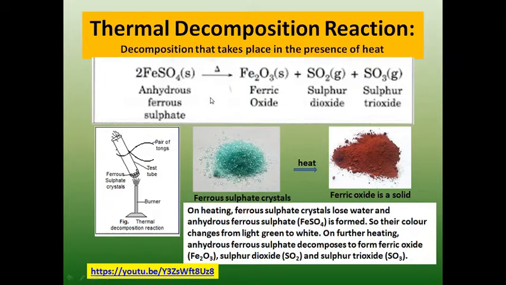This activity is given in your book on page 8, and the activity is 1.5. It can easily be done in the laboratory. You need only a boiling tube, a burner, and a pair of tongs. When you take a little amount of ferrous sulfate in the boiling tube and start heating it, you will find that on heating, ferrous sulfate crystals lose water.